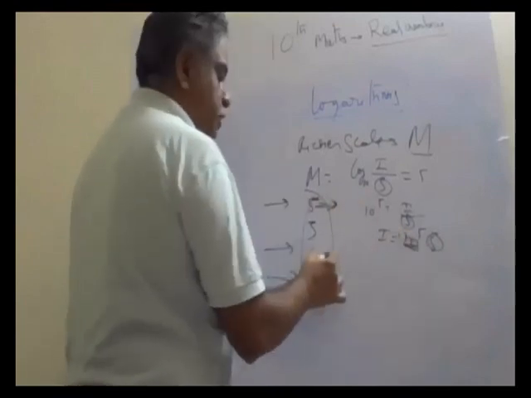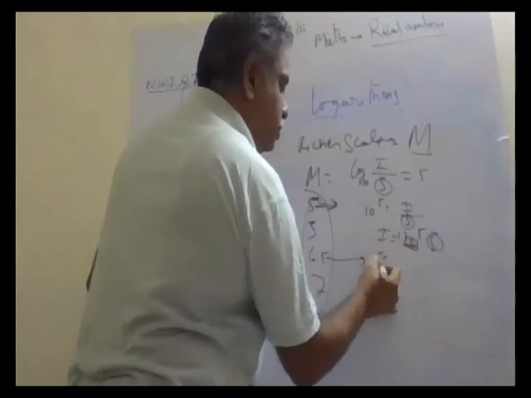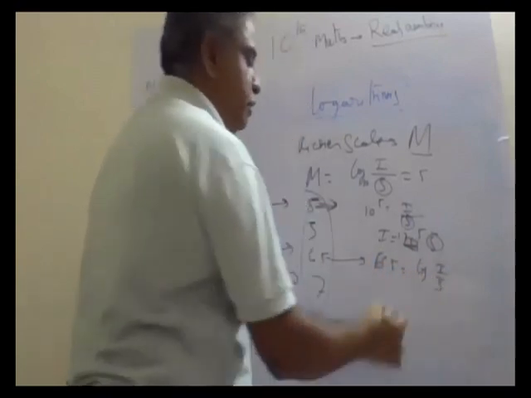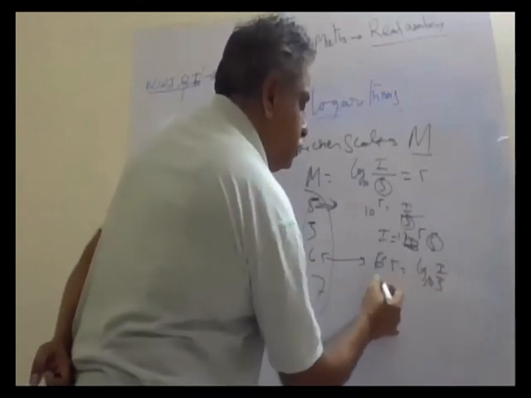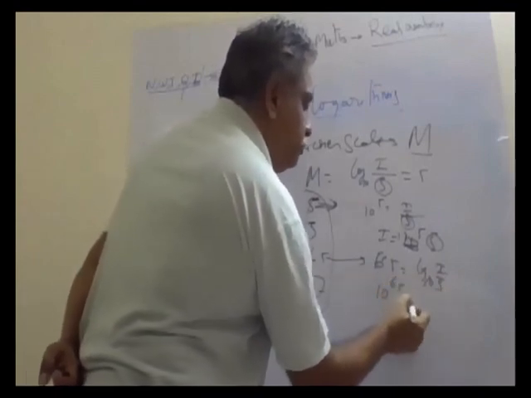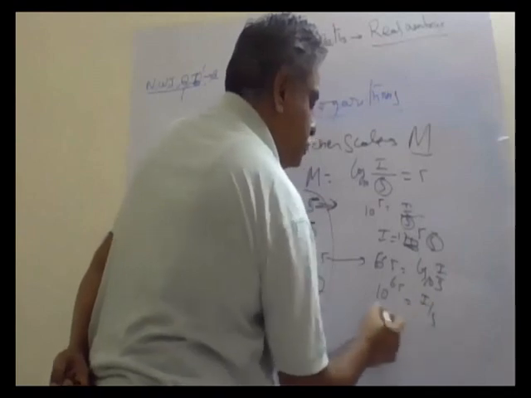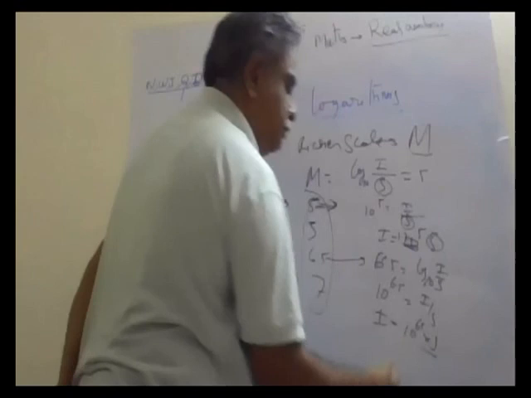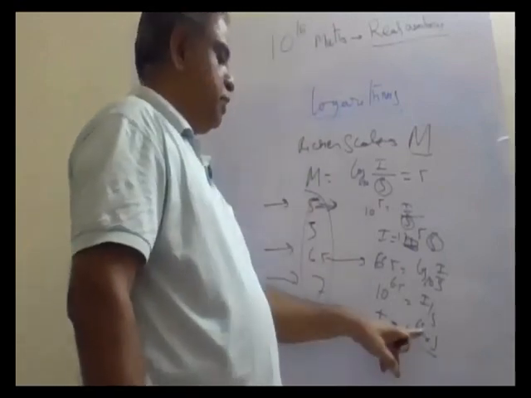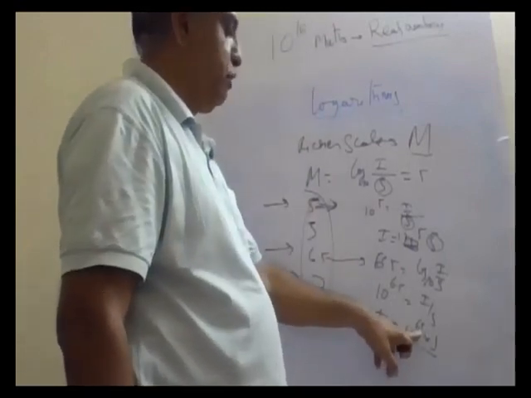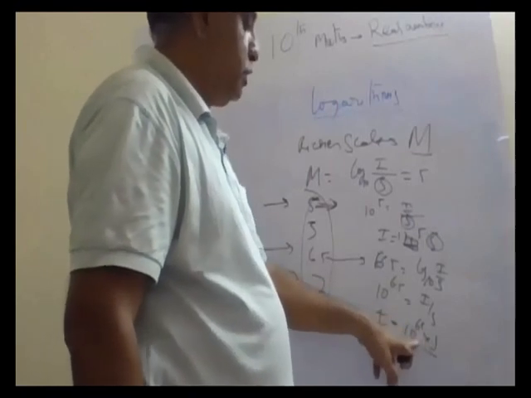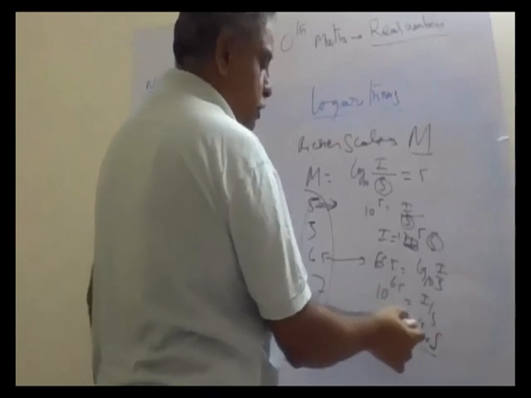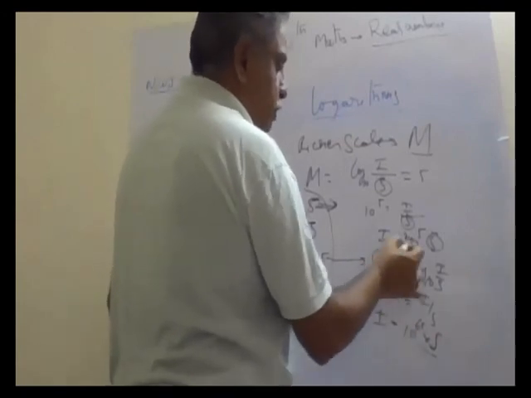Suppose it is 6.5. Then 6.5 is equal to log of I by S. So 10 to the power of 6.5 is equal to I by S. The intensity is 10 to the power of 6.5 into S. That means it lies between 10 to the power of 6 and 10 to the power of 7. That many times is the intensity.